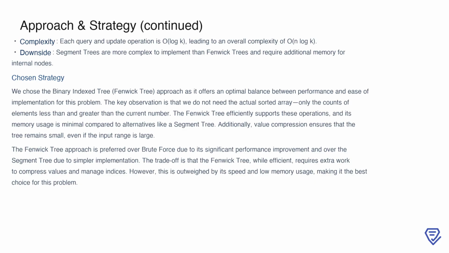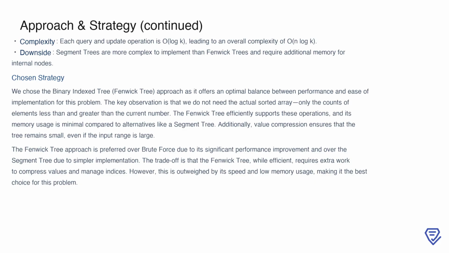After evaluating all options, we chose the binary index tree, or Fenwick tree, as our preferred strategy. The key insight is that we don't need to maintain the actual sorted array, we only need to count the elements less than and greater than the current number, which the Fenwick tree handles efficiently. Additionally, its minimal memory usage makes it well suited for large input sizes. The value compression step ensures that the tree remains small, even when the input range is large.